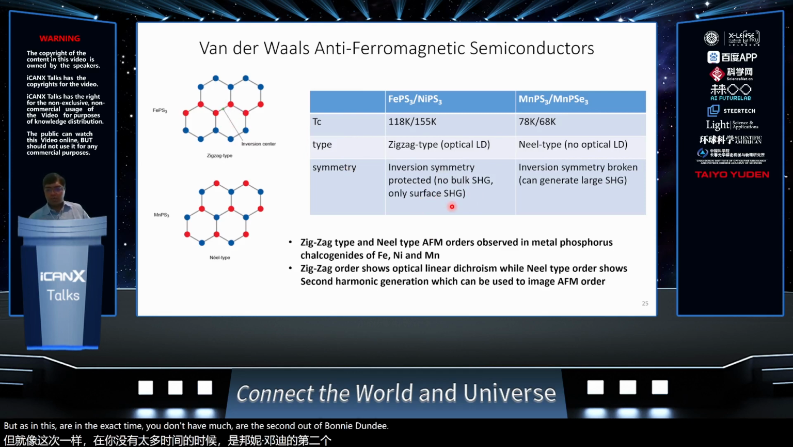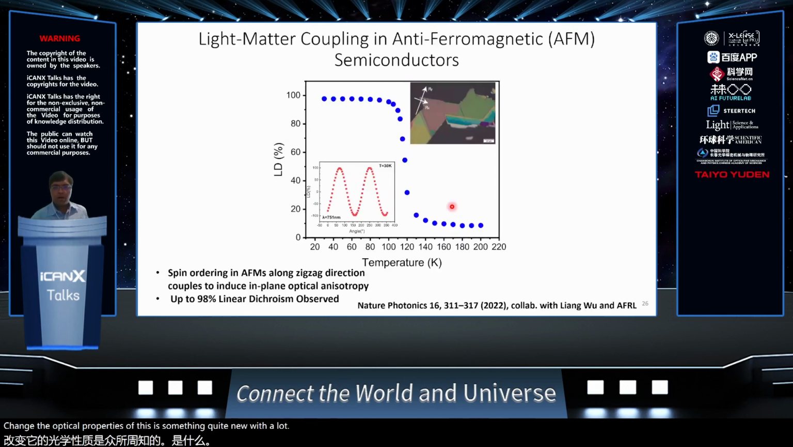So this was again very interesting for us, and we started looking at it from the perspective of, can you use magnetic properties of the material to change the optical properties? Because this is something quite new. It has not been done in photonics before.